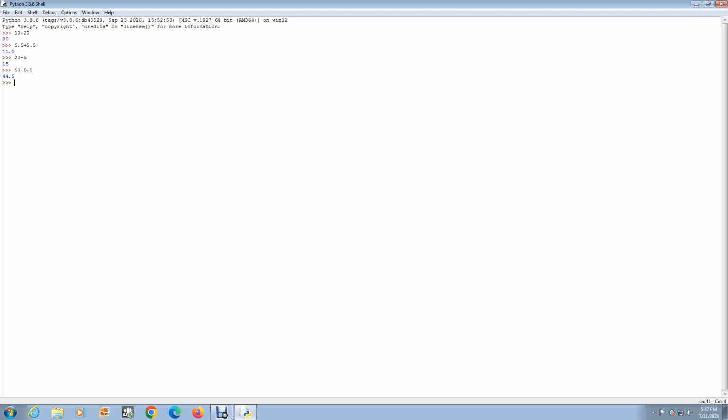Okay, so now let's see one more. Multiplication. Okay, so 3 times 4 should give us 12. That is correct. That's integer 12 because I don't see any decimal points. Now 5 times 6.5 should give us a floating point, 32.5. That is correct.